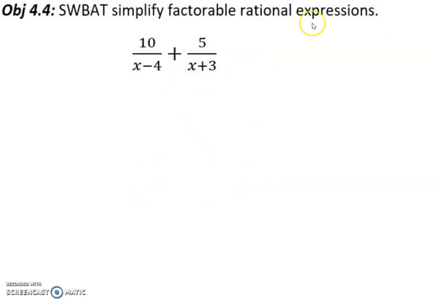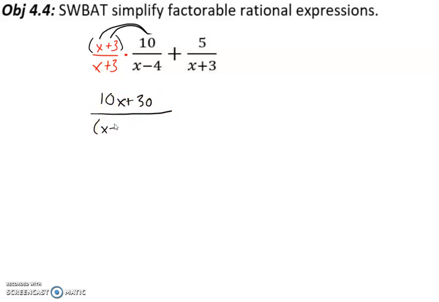In our next example, it's the same basic idea, except our denominators both have algebraic expressions in them. So in the first fraction, I need to multiply by x plus 3 over x plus 3. That's going to give me, well, let's see, we need to distribute that 10 to both of these. So this is going to give me 10x plus 30 over x plus 3, x minus 4.